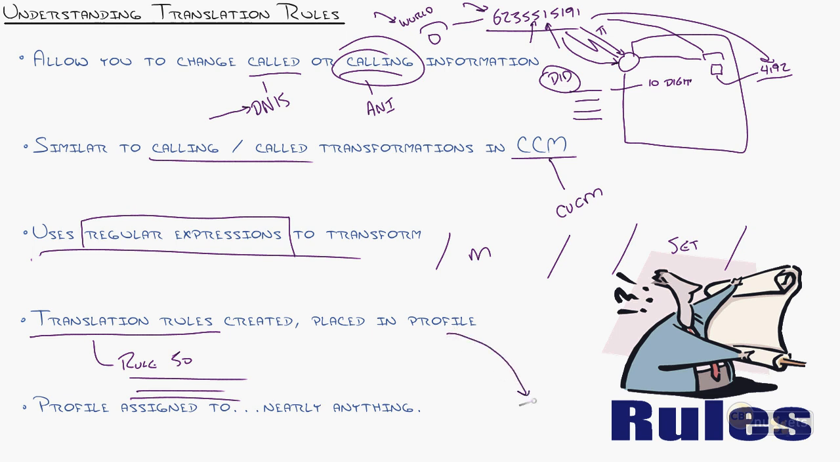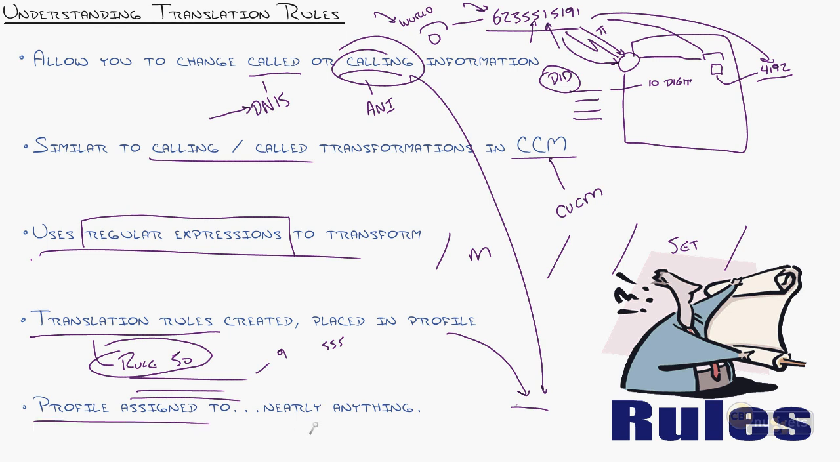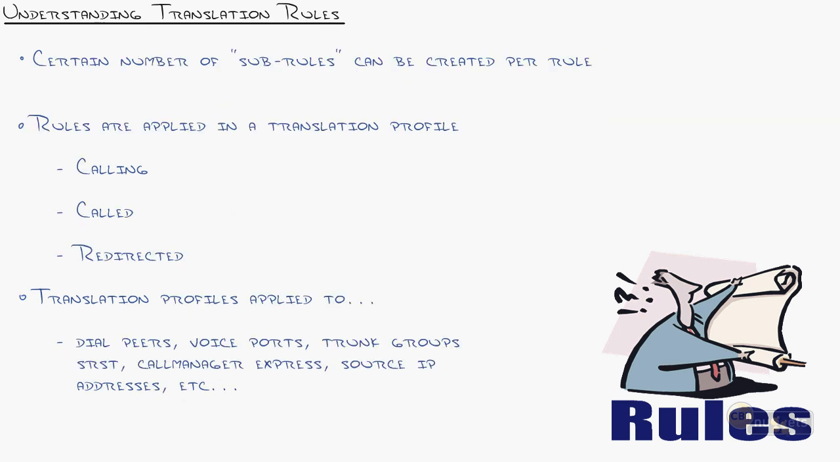Now, what's the profile to? Well, it says I want to take rule number 50 and apply it to calling information. So this one says, change the number 9 to 555 or something like that. So I'm going to do that. I'm going to apply that to the caller ID when it goes out. And then that profile can be assigned to nearly anything. Just about anything voice. You can assign it to an FXS port. You can assign it to a dial peer. You can assign it to Call Manager Express as a whole. The whole system. I mean, they make this nice and modular and flexible to where you can really apply it where you need it. So now let's dig a little bit deeper.